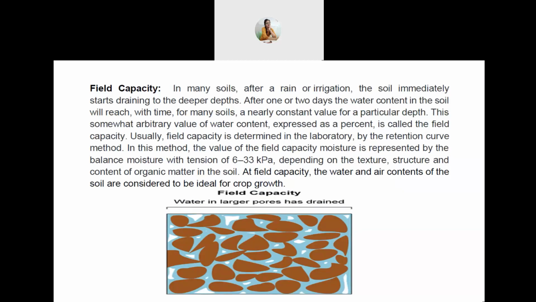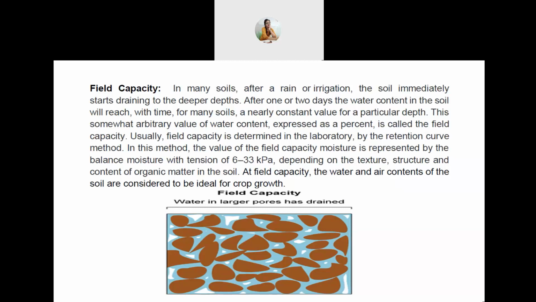Field capacity. In many soils, after a rain or irrigation, the soil immediately starts draining to the deeper depths. After one or two days, the water content in the soil will reach, for many soils, a nearly constant value for a particular depth. This somewhat arbitrary value of water content, expressed as a percent, is called the field capacity.